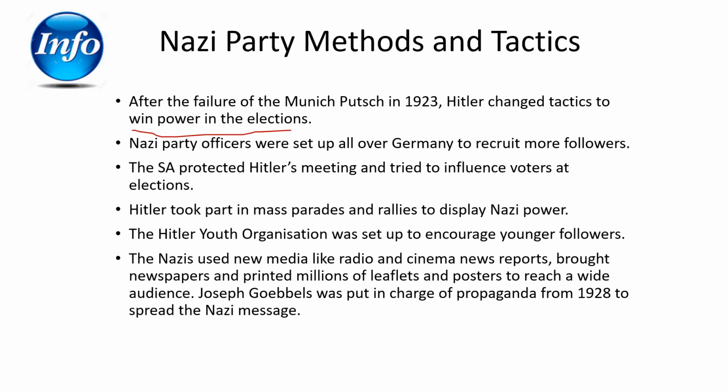Nazi Party officers set up all over Germany to recruit more followers. So in different areas, your local representative of that party would come and try to encourage people. They might do things such as run the local youth club to try and convince people to take on the idea. Because obviously someone who's 10, 11, 12 in 1923, and starts to get towards 1930, they're old enough to vote. They've spent their childhood being supported by the Nazis.